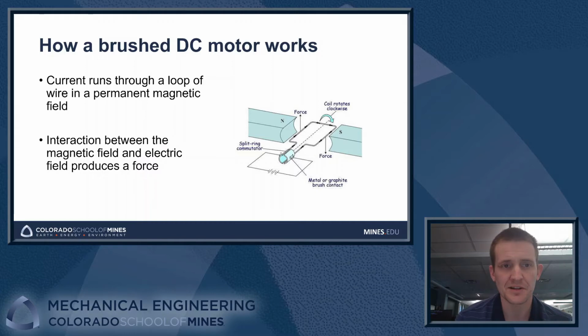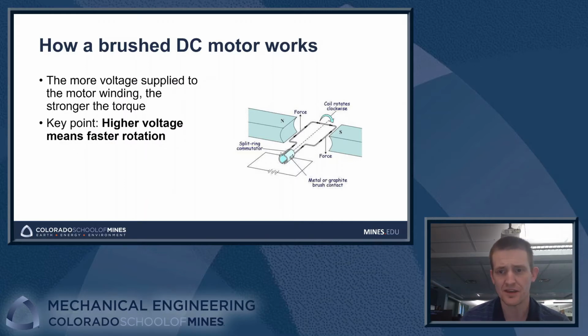So how exactly does a brush DC motor work? Inside of the motor, there are loops of wire, which we typically call the motor windings. Those windings are inside of a permanent magnetic field, generated by a permanent magnet inside of the motor. When we run a current through the motor windings, the interaction between the electric field of the windings and the permanent magnetic field produces a force. We generally set that force up in such a way that it produces a torque around the axis of the motor that can spin. That's how we get the motor to actually move.